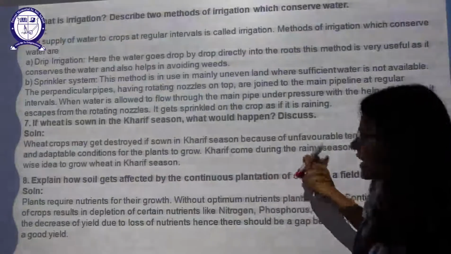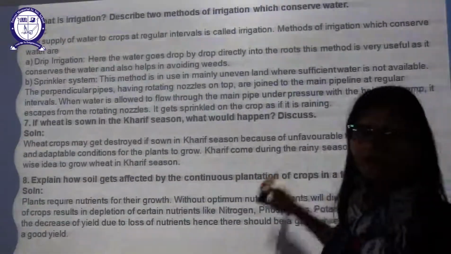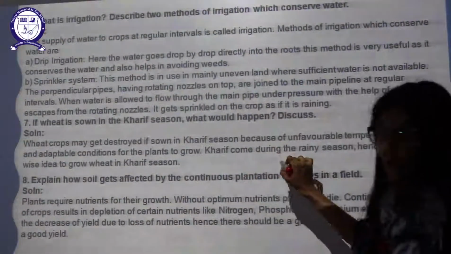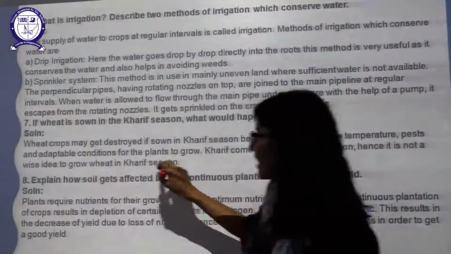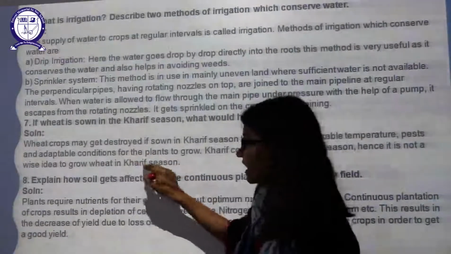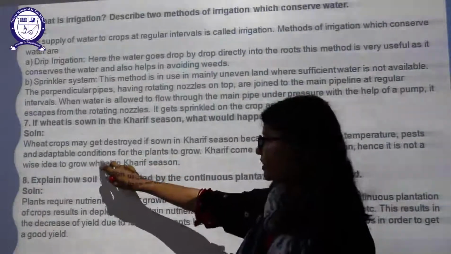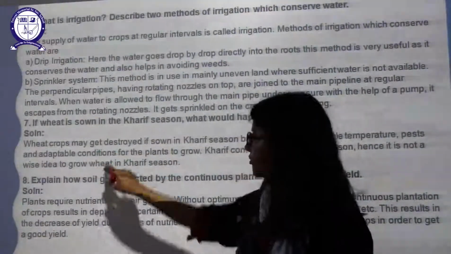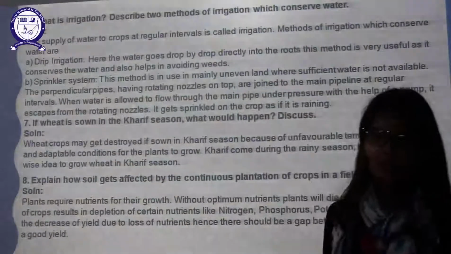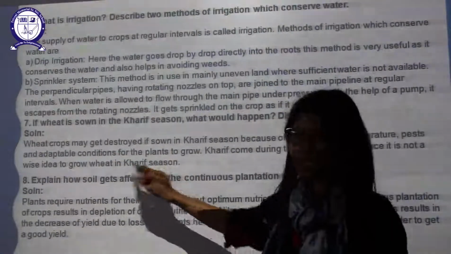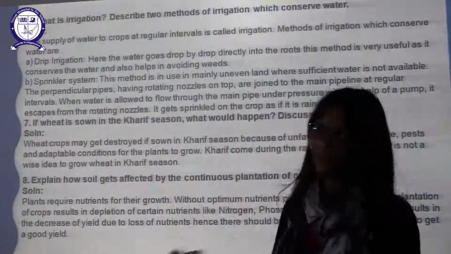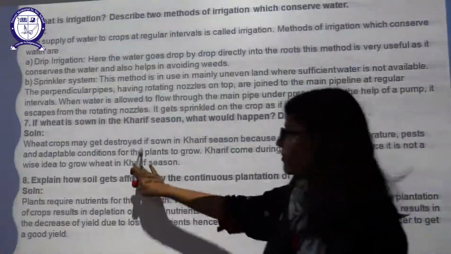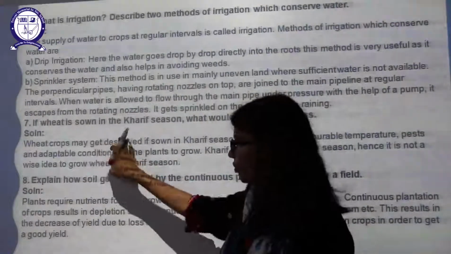Kharif comes during the rainy season. Okay? So what does it mean? It will provide more water. It means it will not be a wise idea to grow wheat in the kharif season. If we grow wheat in the kharif season, the roots of the wheat will rot because of the extra water. We do not require that much water, but in the kharif season it will be there because of the rain, and it will rot your wheat crop.